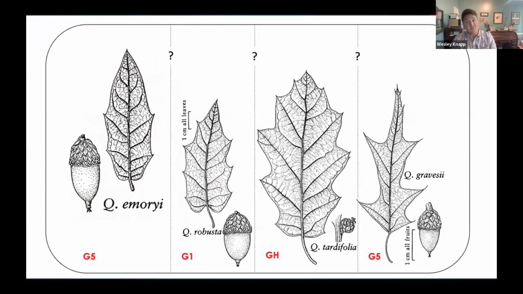So there's a large smear of morphology in Southwest Texas, from Quercus amorii, which is G5, through a G1 Quercus robusta, a GH Quercus tardifolia, and a G5 Quercus gravesii. And there's also a Quercus graminifolia that fits into this morphologic variation as well. So a lot of questions about what Quercus tardifolia was, and what is Quercus robusta, and what is Quercus graminifolia, and if they do warrant conservation action.